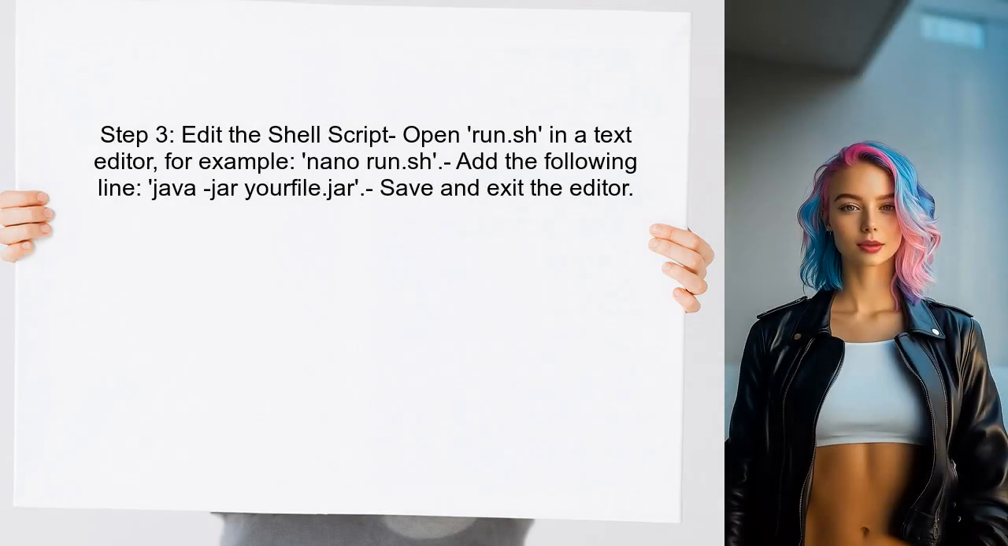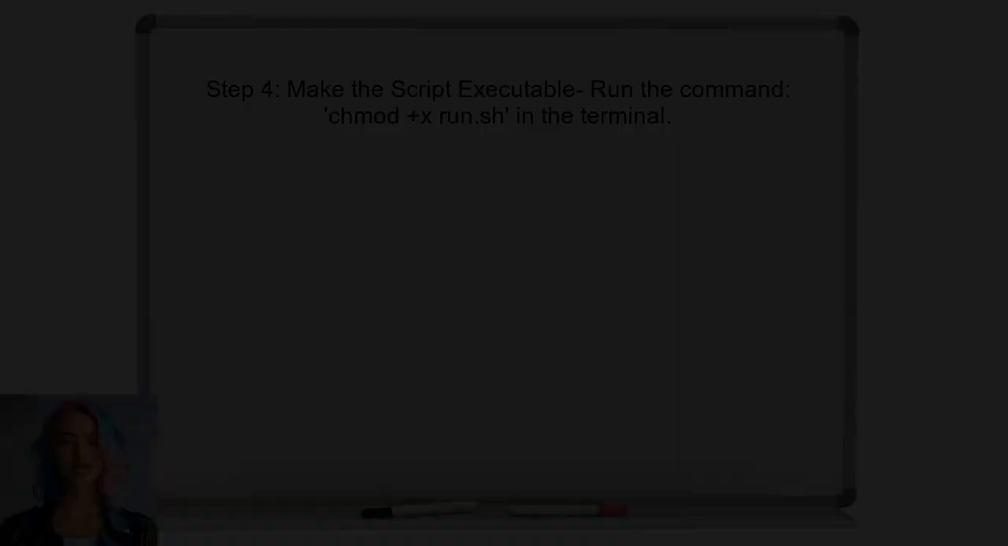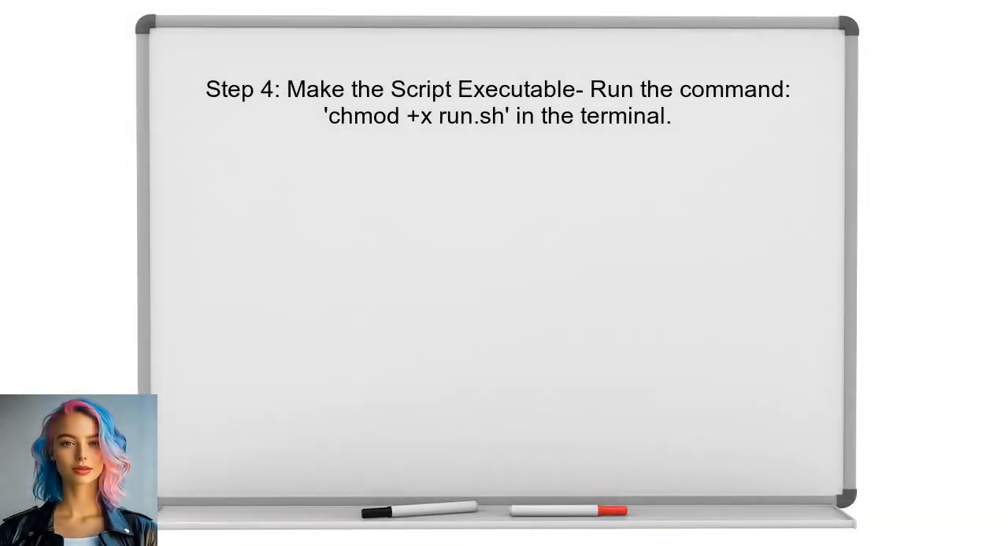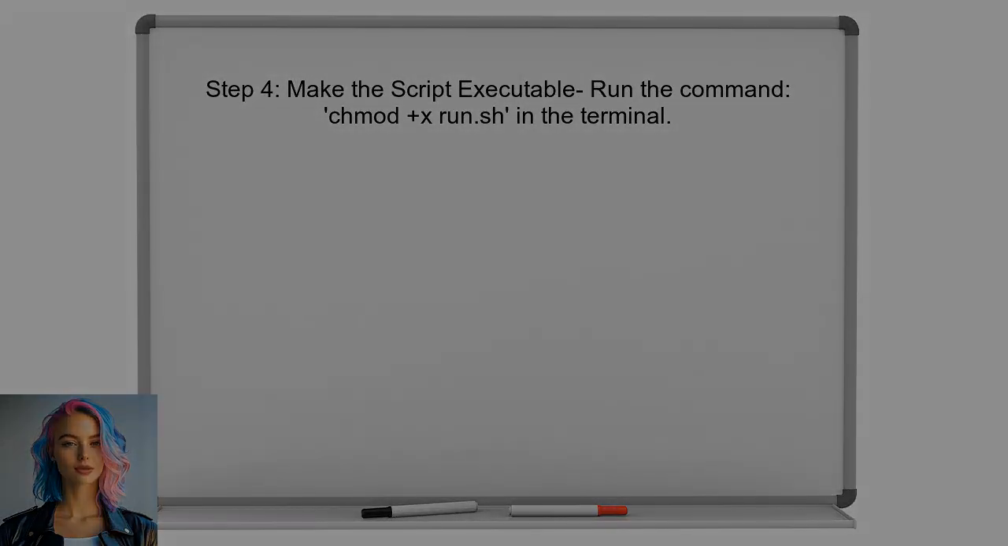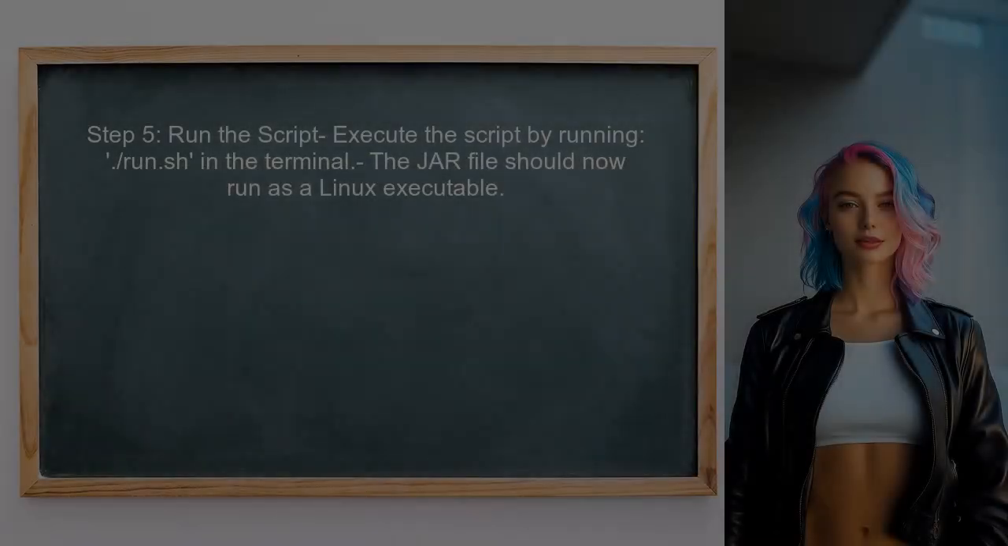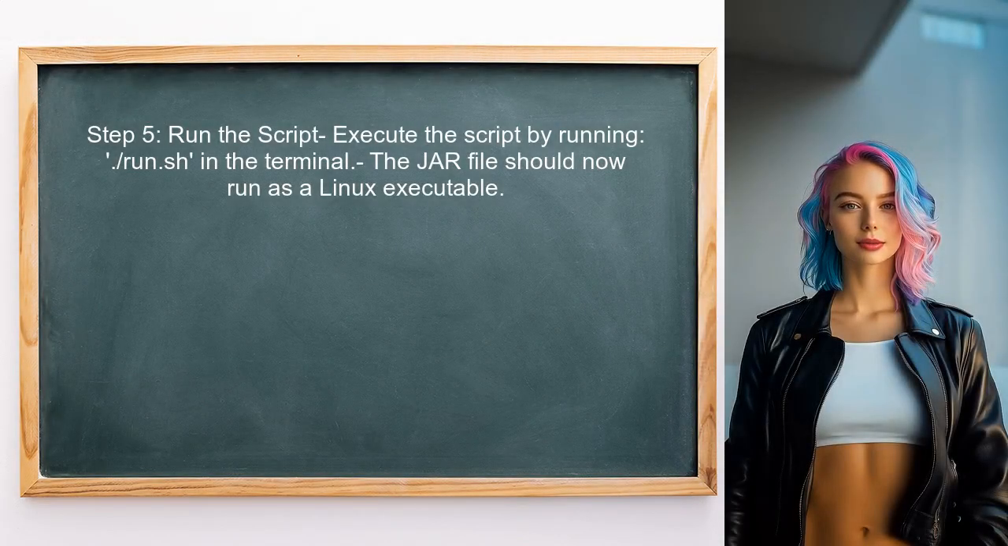Now the user should edit the shell script to include the command that runs the jar file. This can be done using a text editor. After creating the script, the user must make it executable. This is done by changing the file permissions. Finally, the user can run the script to execute the jar file. This will launch the application as if it were a native Linux executable.